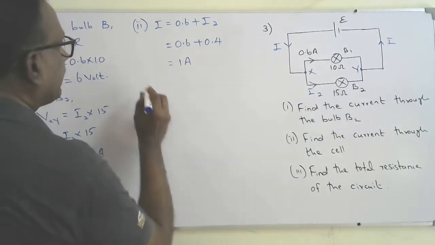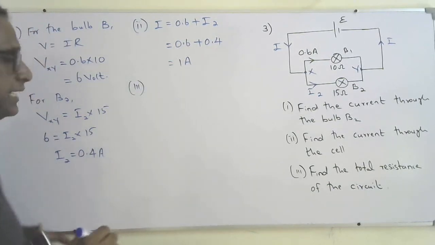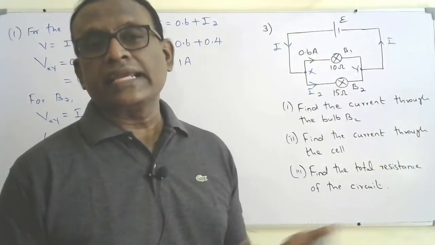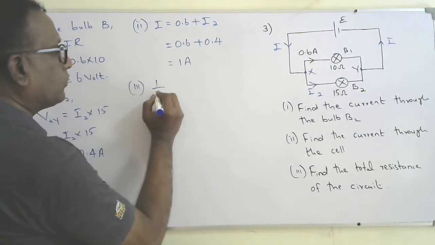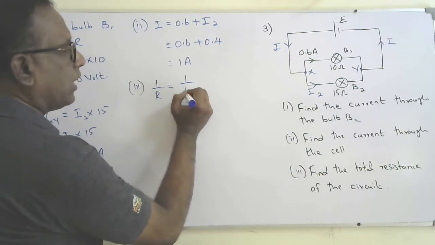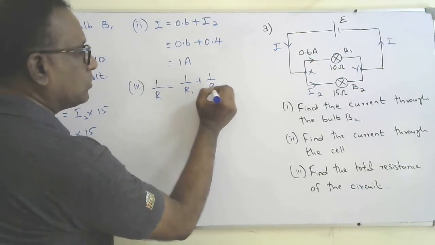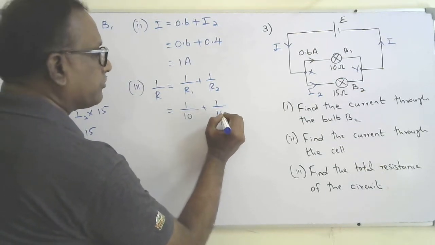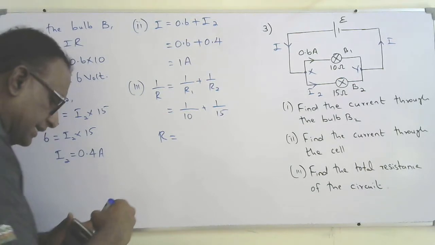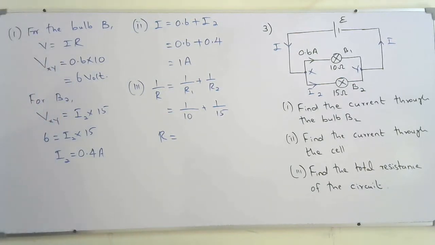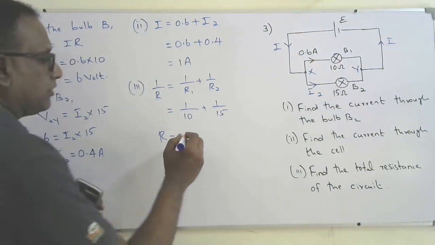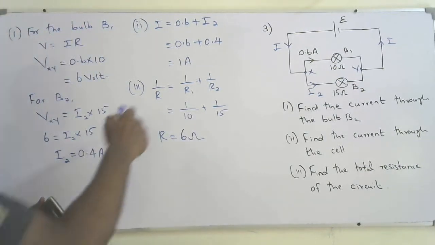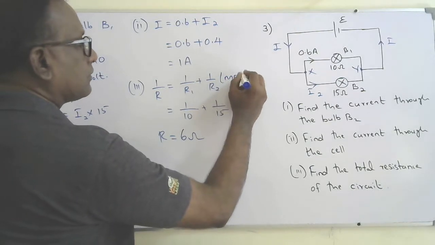Okay, so third part, find the total resistance of the circuit. That means the equivalent resistance. They are connected in parallel, so I can directly use the equation 1 over R equals 1 over R1 plus 1 over R2. So 1 over R is 1 over 10 plus 1 over 15. Solve it and find R, the equivalent resistance. So R will be 6 ohms. This is method 1.